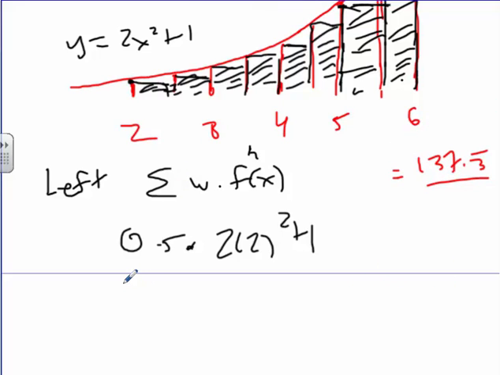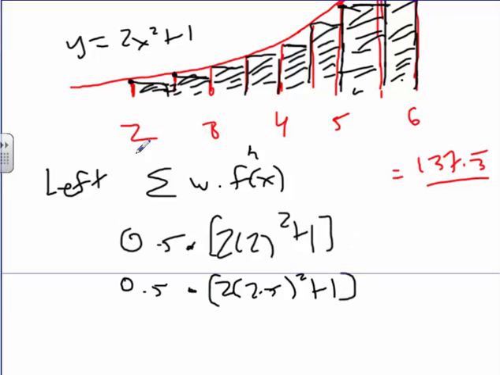But then I also need to do the next box. Well, the next box also has a width of 0.5, but now its height is by 2.5 squared plus 1. That's this box right here. See how right there the height of this box is at 2.5 for an x value, which means its y value is all of this. I should put those in an extra bracket, actually.